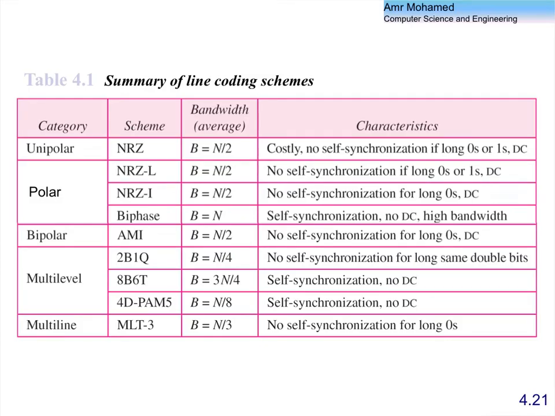So this is the summary of all the schemes that we have talked about. We have the unipolar, we have the polar, and we have bipolar, multi-level, and then the multi-transition scheme.